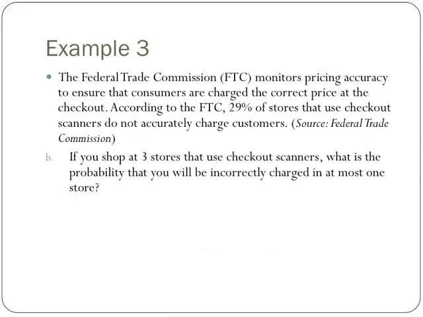Okay, if you shop at 3 stores that use checkout scanners, what is the probability that you will be incorrectly charged in at most 1 store? Now, at most 1 means either none of the stores or 1 of the stores, right? But not 2 or 3. So, let's write that out. Probability of at most 1 means the probability that none of them incorrectly charged you, plus the probability that 1 of them incorrectly charged you. So we're going to find the probability of each one, and then add them together.